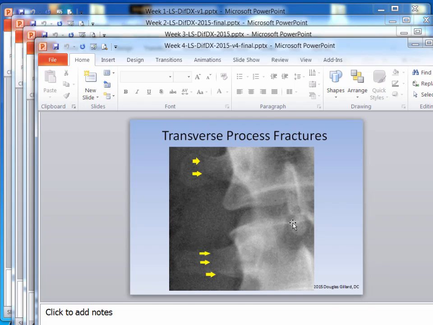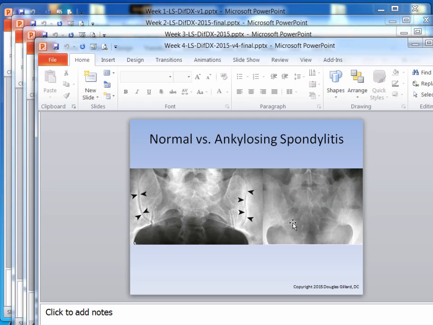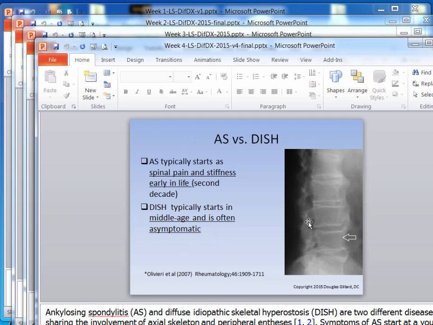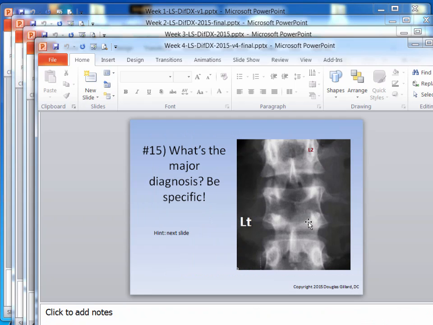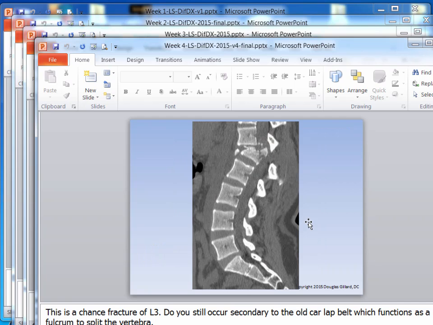Fractures. DISH. Remember, DISH spares the SI joints. See, the SI joints are nice and happy here. Not a lap belt fracture. Chance fracture.